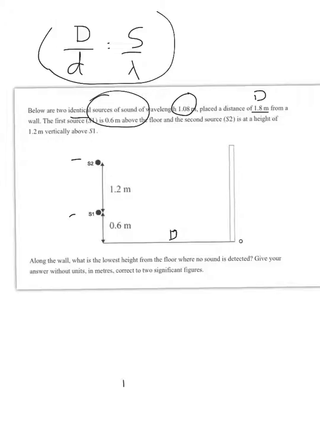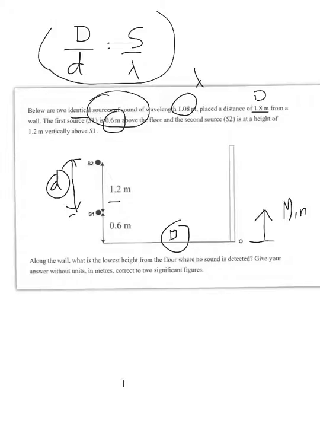So it's telling you that S1 is 0.6 meters above the floor, and the second source is at 1.2 meters. So this distance here, which is little d, is equal to 1.2. So we have capital D, we have little d, and we also have the wavelength, which is 1.08. Now it asks, what is the lowest height from the floor at which you would get a minimum? Right? Now let's have a look at what should happen.